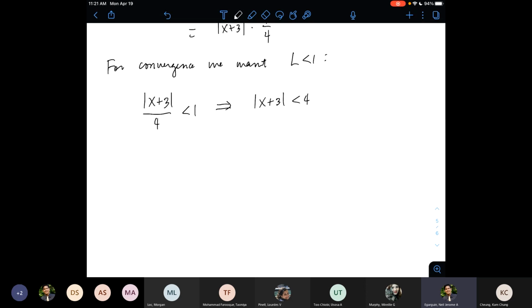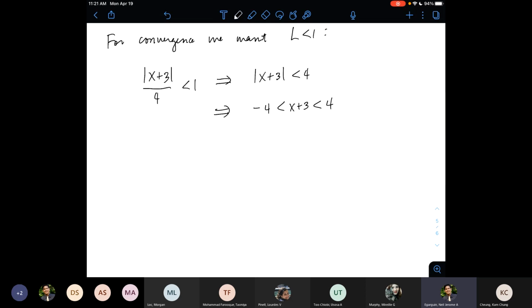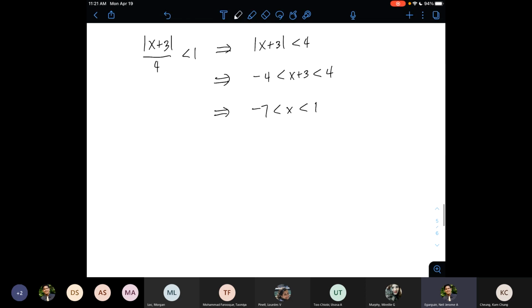So first, I want to get rid of the absolute value, but since this is a less than inequality here, this can be a continued inequality, negative 4 less than x plus 3 less than 4. Then I want x to be isolated in the middle, so I subtract 3 from all sides. So I will have negative 7 less than x less than 1. So the series absolutely converges on negative 7 to 1, right?